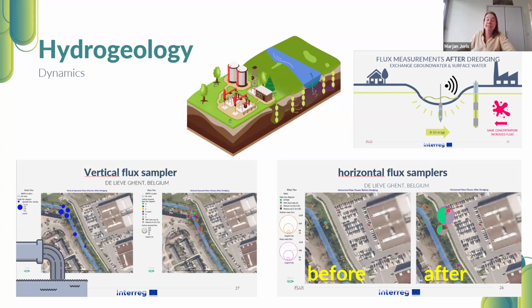Okay, with the help of this result, it was possible to design and implement remediation measures. So a permeable barrier mat was installed at the bottom of the river to prevent further spreading from the banks to the surface water.